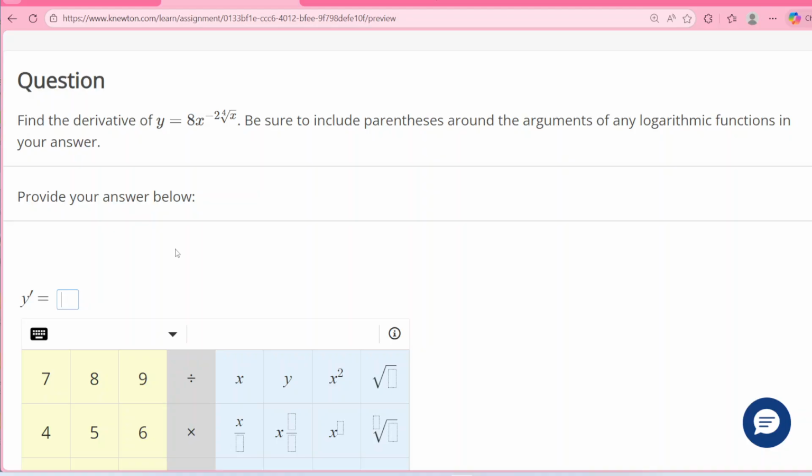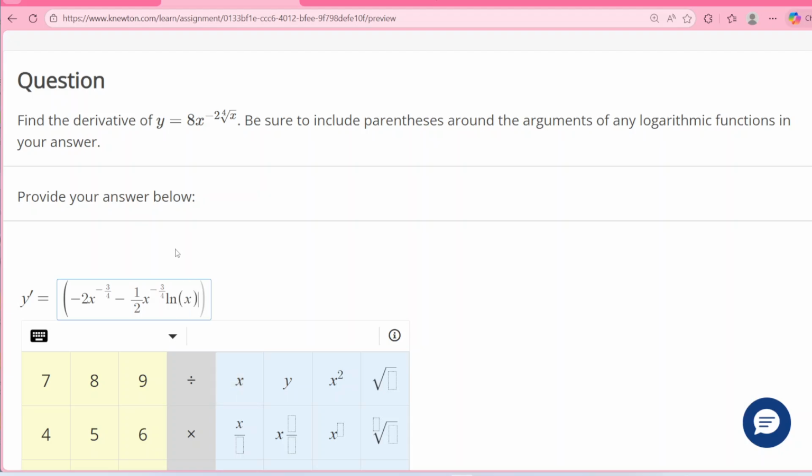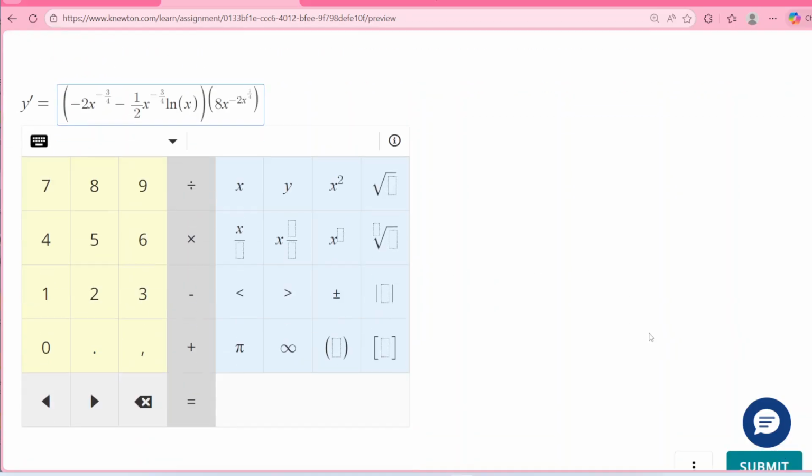So again, all that right side in parentheses. I had negative 2 times x to the negative 3/4 after simplifying that first product. And then minus half times x to the negative 3/4, times the natural log of x. All that was on the side, and then times y after, right? So times this 8 times x raised to the negative 2, x raised to the quarter, right? That was the 4th root of x. So it's all that stuff I had on the right side, times y.